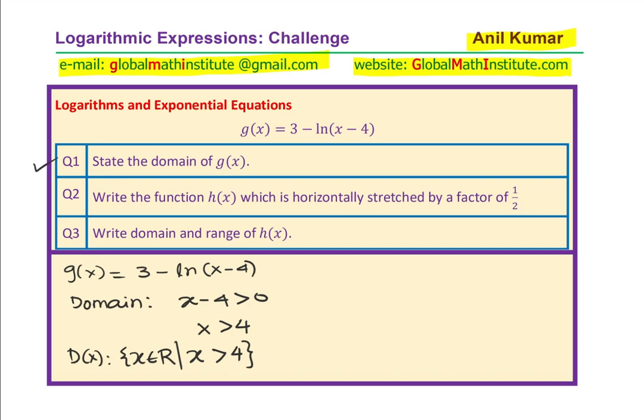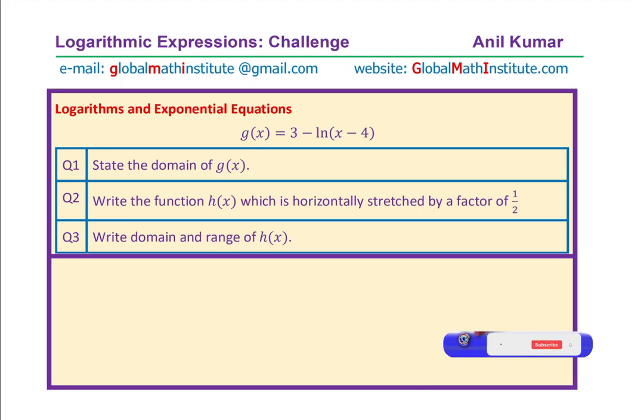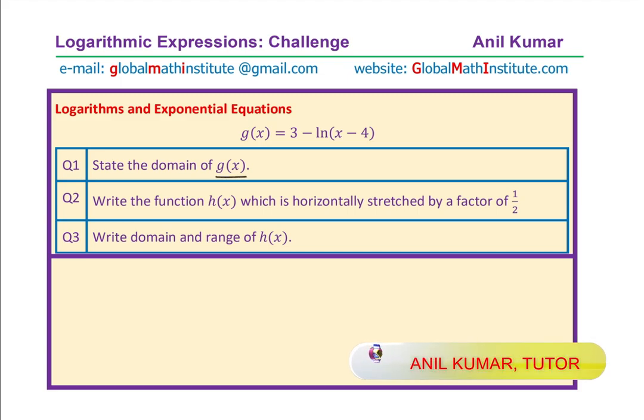Now question number 2 is, write the function h of x, which is horizontally stretched by a factor of half, and write domain and range of h of x. So now let's look into the function h of x. Let's take it on the next page. So we have the function h of x, which is horizontally stretched by a factor of half, right? So we are referring to g of x, right? Horizontally stretched. So g of x is actually horizontally stretched to get h of x.